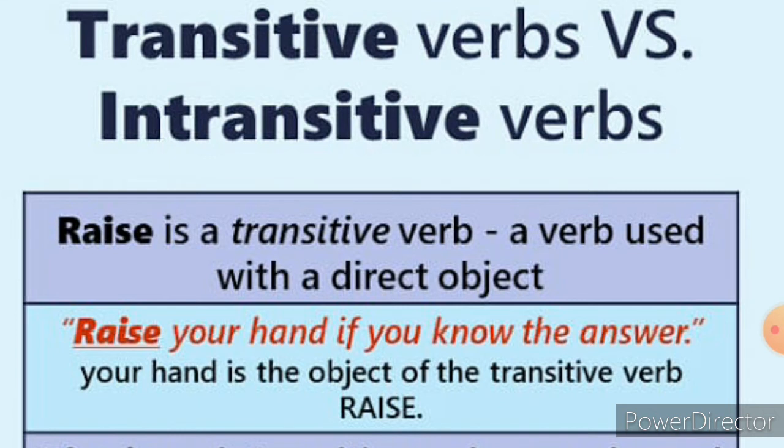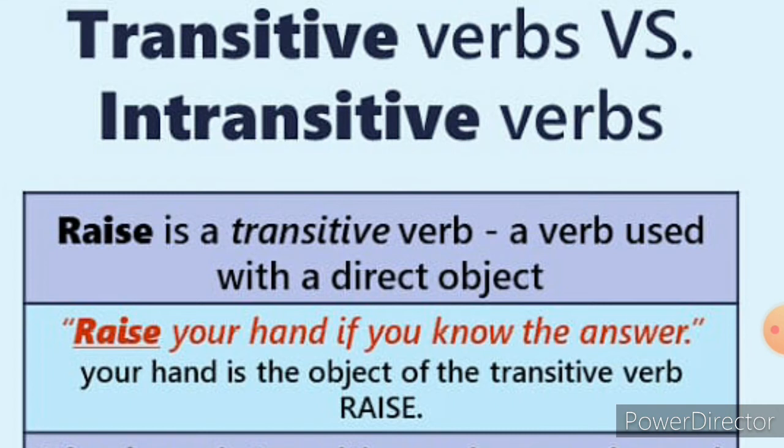The first one, transitive verb, means a verb that needs an object to make complete sense is called a transitive verb. It needs an object, that is known as transitive verb. Look at this example. Raise your hand if you know the answer. Your hand is the object here. So if in a sentence an object is used with a verb, that is a transitive verb. It is known as transitive verb.